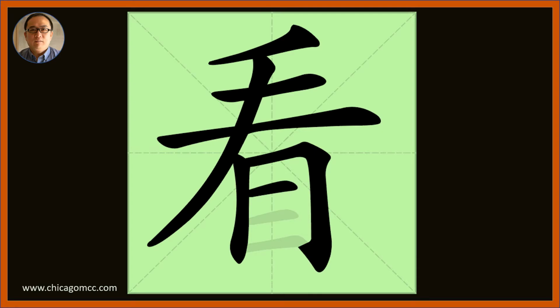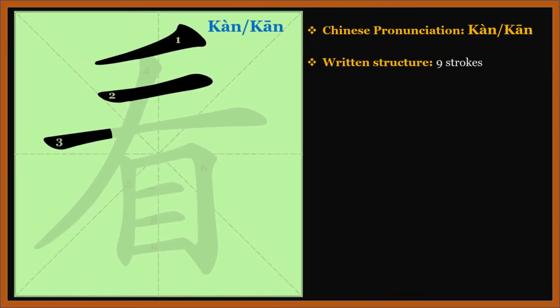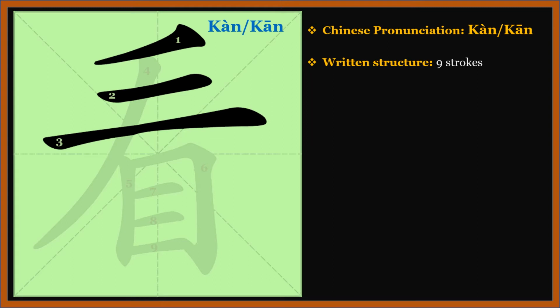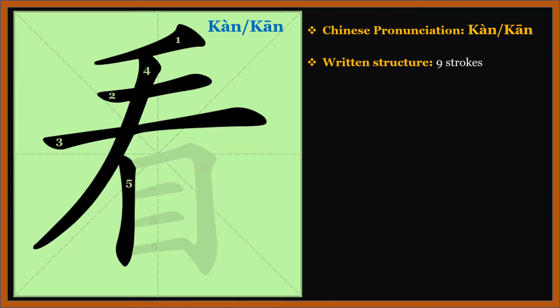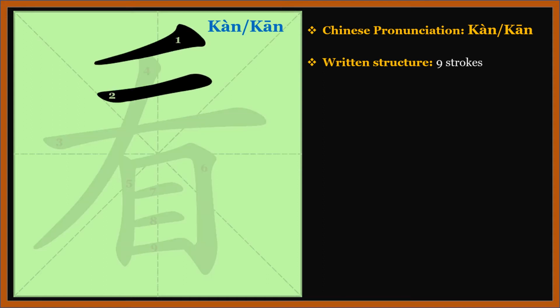Today I'm going to show you a very frequently used Chinese character. The character we're about to learn has two different pronunciations, kàn and kān. This character is composed of 9 writing strokes as shown here in the animated image.